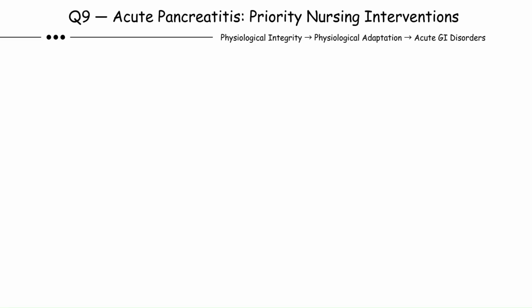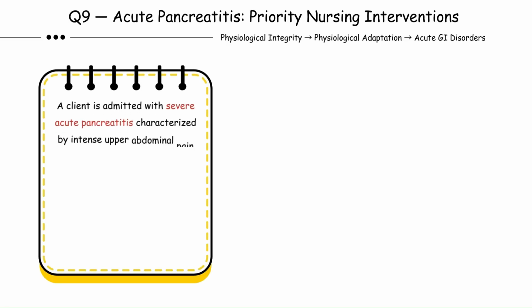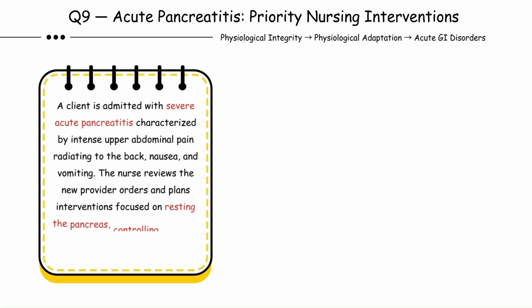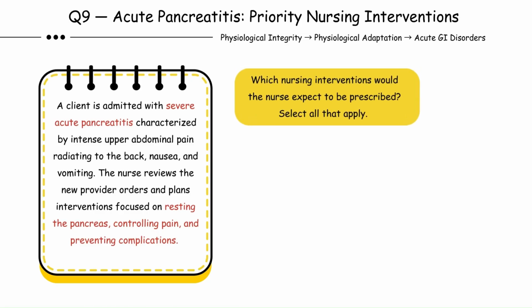Question 9. Acute pancreatitis. Priority nursing interventions. A client is admitted with severe acute pancreatitis. They have intense upper abdominal pain that radiates to the back, with nausea and vomiting. The provider has written new orders, and the nurse plans care with 3 major goals: to rest the pancreas, to control the pain, and to prevent complications. Which nursing interventions would the nurse expect to be prescribed?